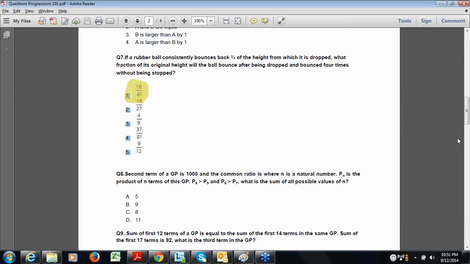A question has been asked by Ravindra, I think. Yeah, Ravindra: when the ball bounces, it loses its height. How come the same height every time?